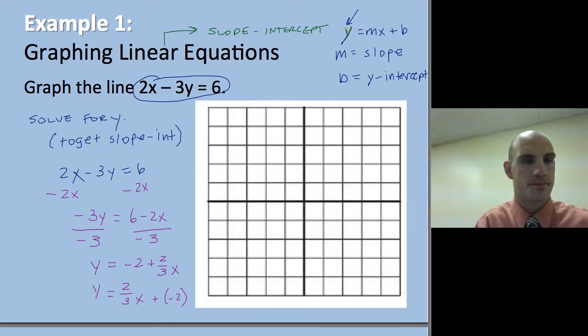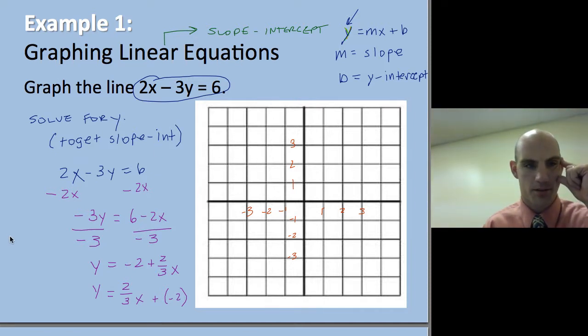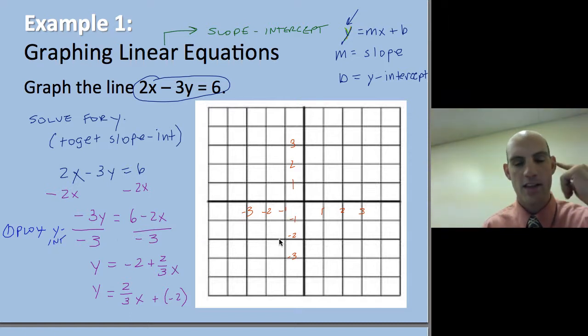How do I use this? Well, I need to plot the y-intercept. I'll just make this one negative 1, negative 2, negative 3, and this will be 1, 2, 3 across, 1, 2, 3 up, negative 1, negative 2, negative 3. When I'm plotting these graphs, I need to first plot the y-intercept. So step 1, plot the y-intercept, and that y-intercept is going to be at negative 2. And so I'm going to plot that.